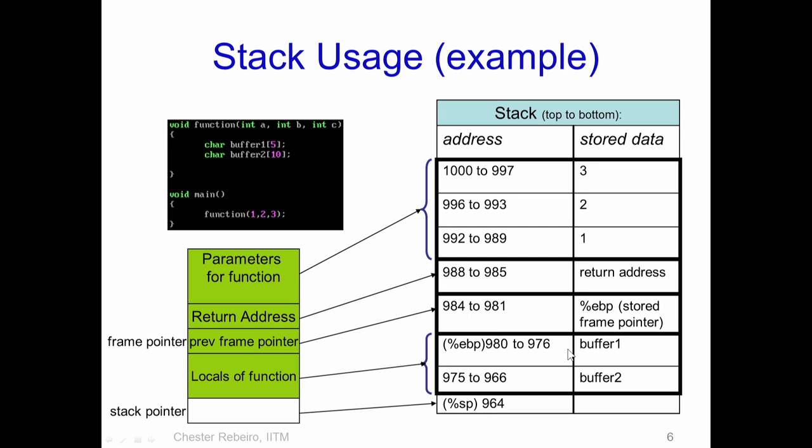Then we have the buffer 1 which is allocated as a local of the function, which is given 5 bytes, 976 to 980, and then buffer 2 is allocated 10 bytes. So, these two arrays are the locals of the function. The base pointer points to this particular location, and the stack pointer points over here to the address number 964. Now, let us look at some very simple aspects.